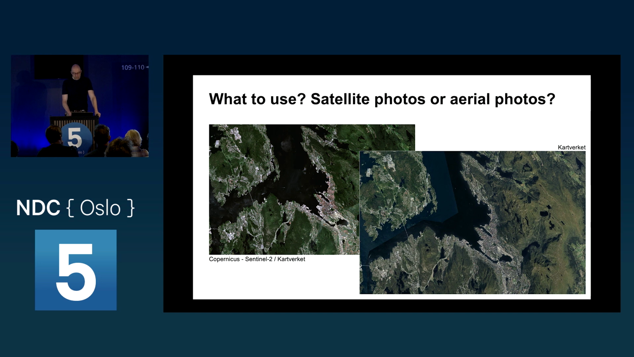I guess satellite photos can also do 1 centimeter resolution, maybe military ones. But if you pay a lot, you can get really high resolution satellite photos too. But here we are still at free and open data, and then we are bound to, I think, 10-meter resolution. So depending on how large an area you want to cover and the detail level you need, you can use one or the other.